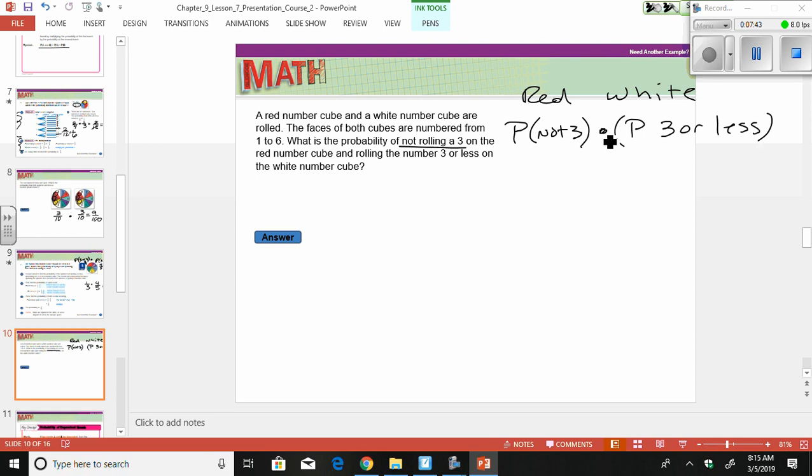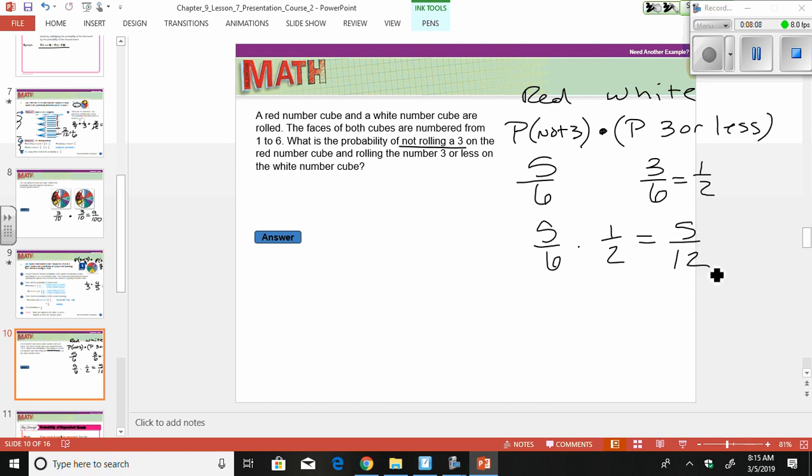So again, we're going to be multiplying these. So the probability of not 3, well, there's 5 out of 6 other numbers. And then the probability of 3 or less, that's 3, 2, and 1. So that's 3 numbers out of 6, which reduces to 1/2. So we get 5/6 times 1/2 gives us 5/12. So we have a 5 in 12 chance of rolling a not 3 on the red cube and a 3 or less on the white cube.